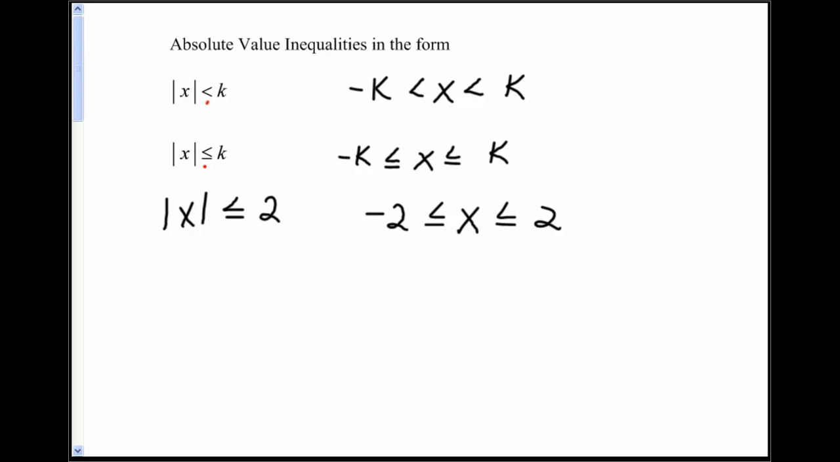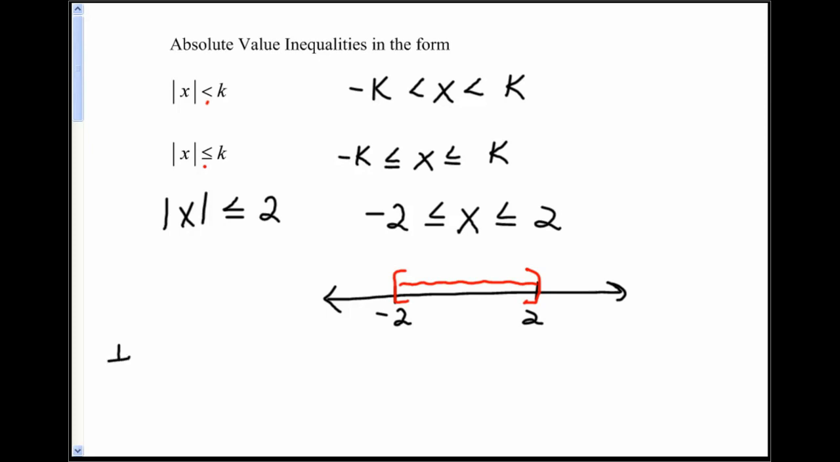Now, because this is an inequality, we cannot write the answer in set notation like we did with the equations. First, we're going to graph the solution on a number line. And here x is between negative 2 and 2. And because the endpoints, the negative 2 and the positive 2, are included, we use square brackets.